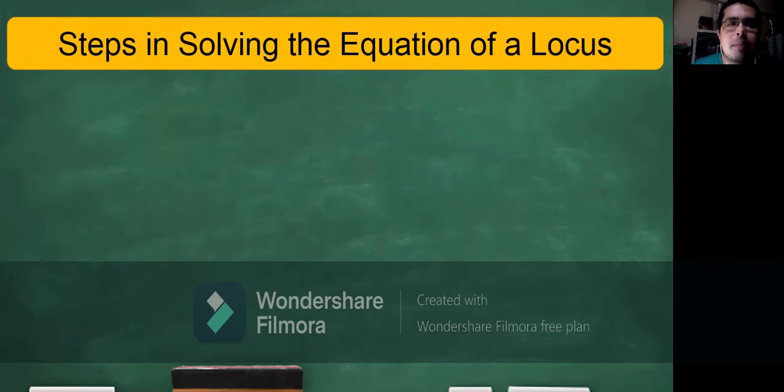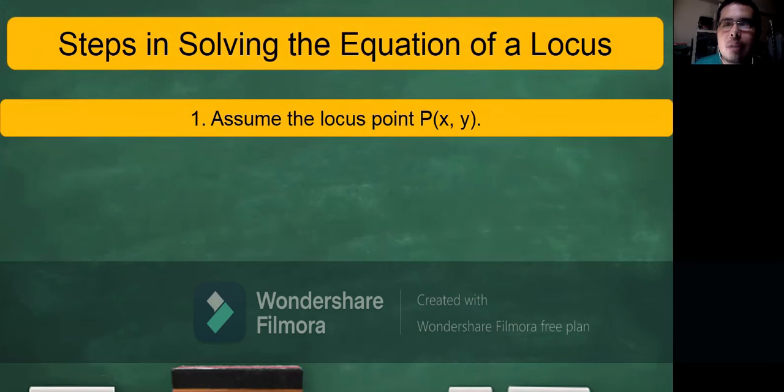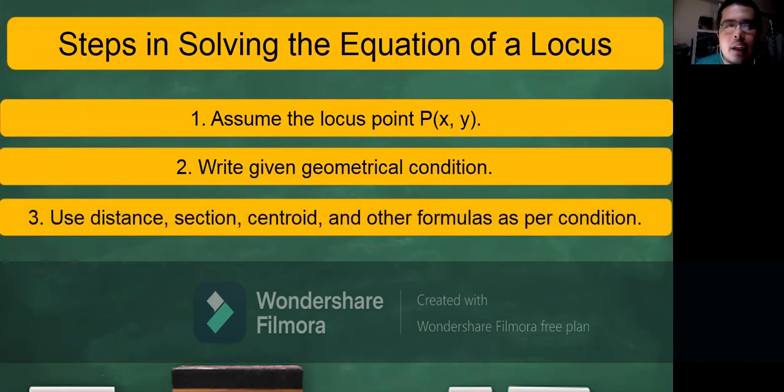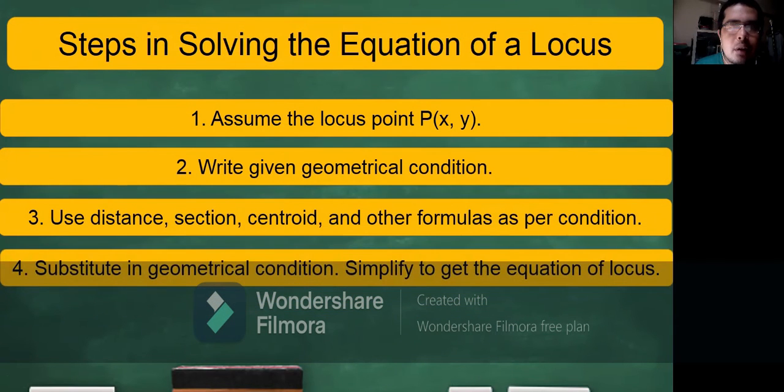So here are some steps in solving the equation of the locus. First, we assume the locus point P(x, y). Next, we write the given geometrical condition. Next, we use distance, section, centroid, and other formulas as per the condition. Next, we substitute in the geometrical condition. Then simplify to get the equation of the locus.